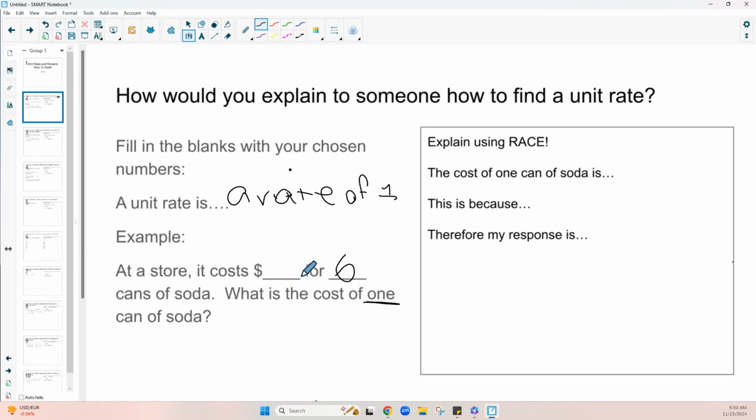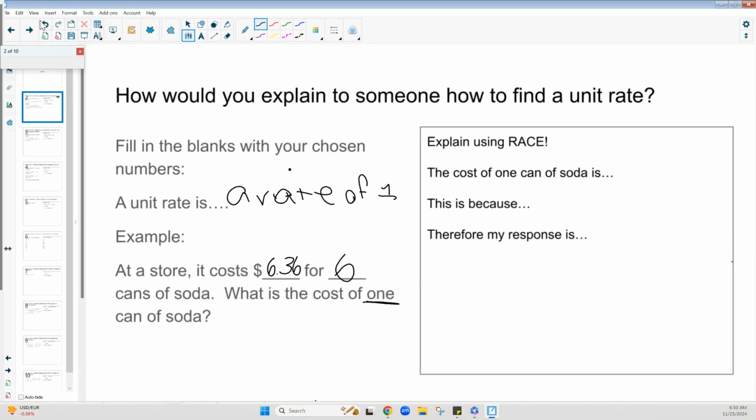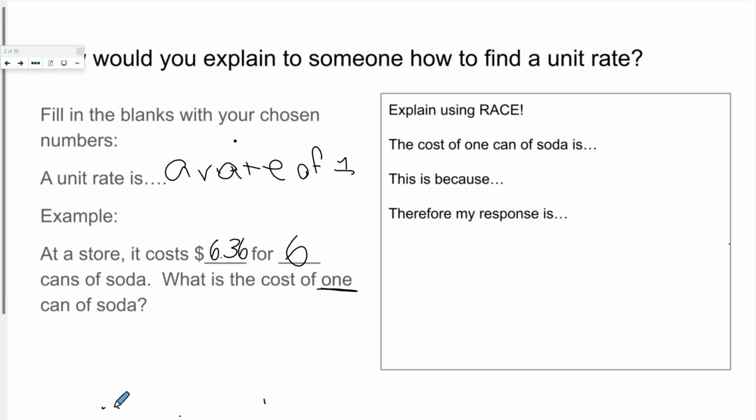So first thing we need to do is pick a price. I'm going to pick a price that is a multiple of 6. So I'm going to do $6.36. Because both of those numbers are a multiple of 6. So when we divide, we know that it will come out nice and easy. What is the cost of 1 soda?